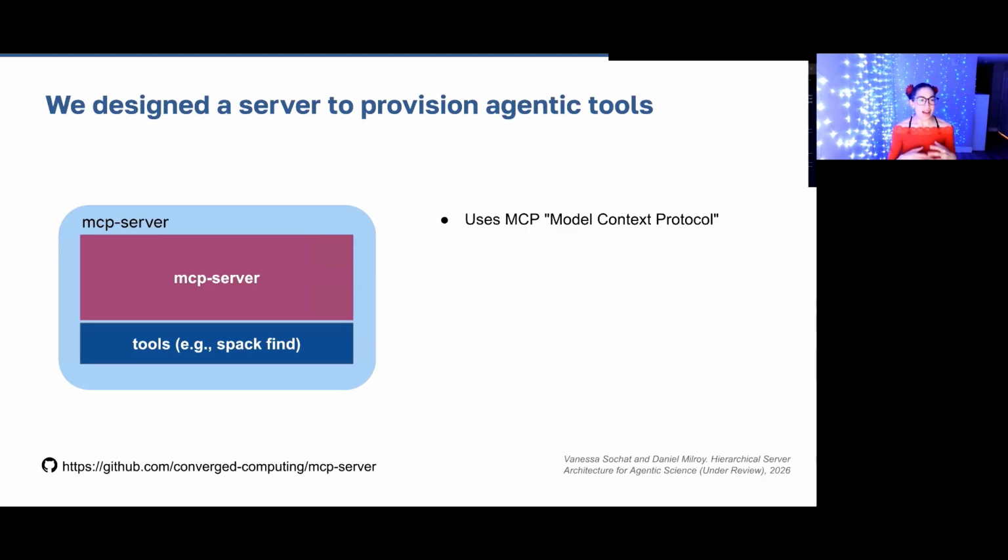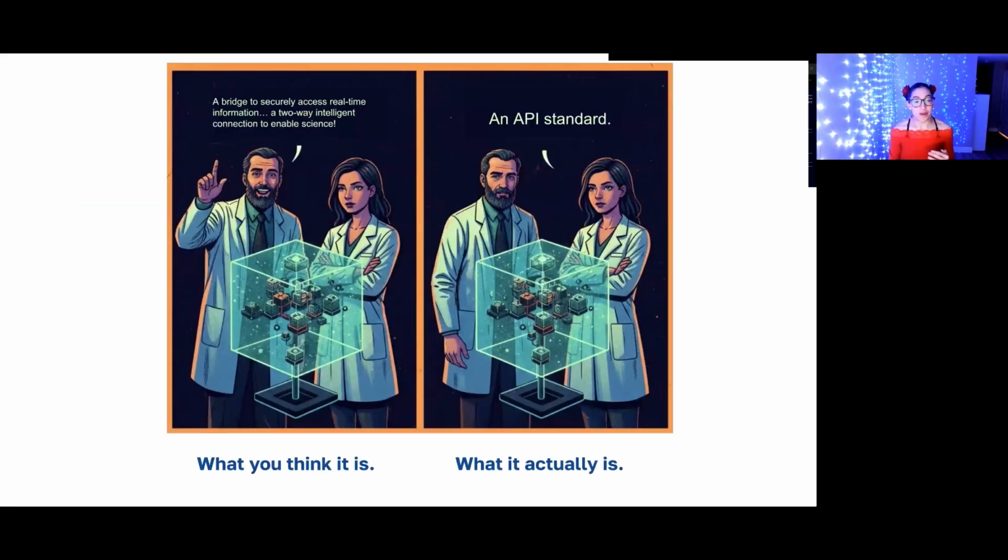And just to work on this task, we realized early on that we needed this skeleton template of a server that we could deploy on these multiple levels. So we designed the MCP server. It's a great name. I know. It uses MCP, the Model Context Protocol, which is the standard that the agents are going to use to discover functions. So for example, Spack find.